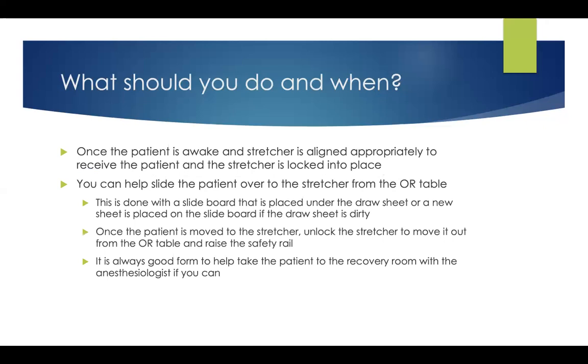But once the anesthesia team is okay with the stretcher coming back into the room, you can help bring the stretcher into the operating room at that time, and you can align it next to the operating bed. And then once the bed is locked, you can help slide the patient over to the stretcher. This is done with a slide board placed under the draw sheet, or sometimes there's a separate sheet that's placed on the slide board, which is placed under the patient.